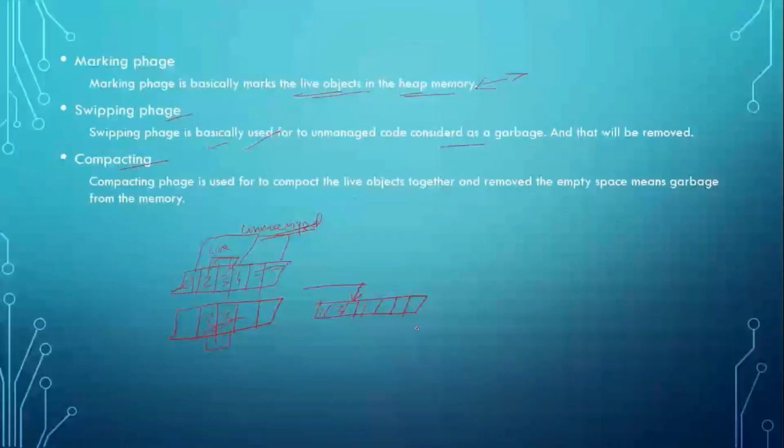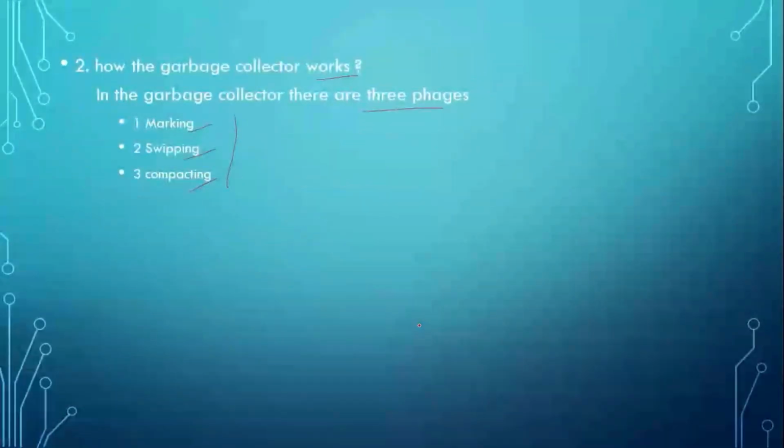Basically, the most asked questions in the interview are: what is the garbage collector, why is it used, and how is it used. We can say there is one marking phase, a second sweeping phase, and a third compacting phase, and accordingly in the marking, sweeping, and compacting phases, the garbage collection will remove the objects.